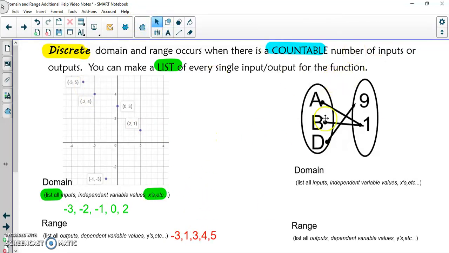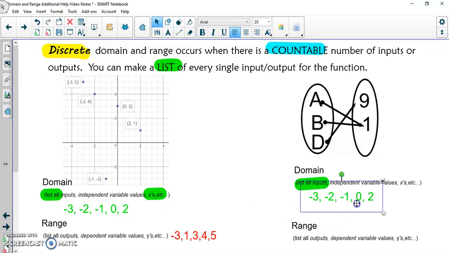Now if I have a different representation of a function, so here I just have a mapping, again, I can easily see that there's 3 inputs and 2 outputs. So I can count them. So for the domain, I'm just going to list all of the inputs. So the inputs over here are going to be the letters A, B, and D. So those are the inputs into the function.